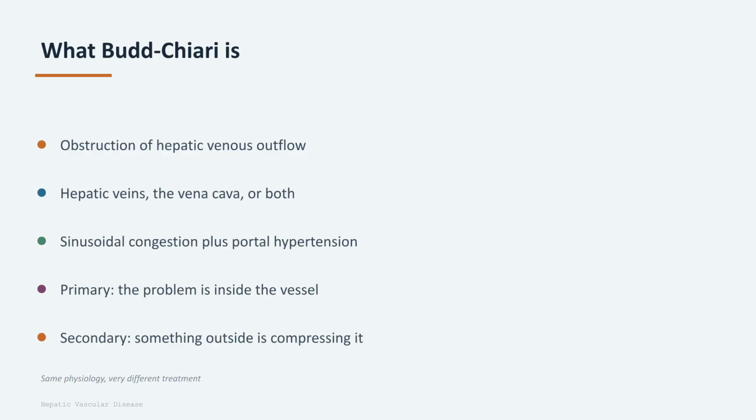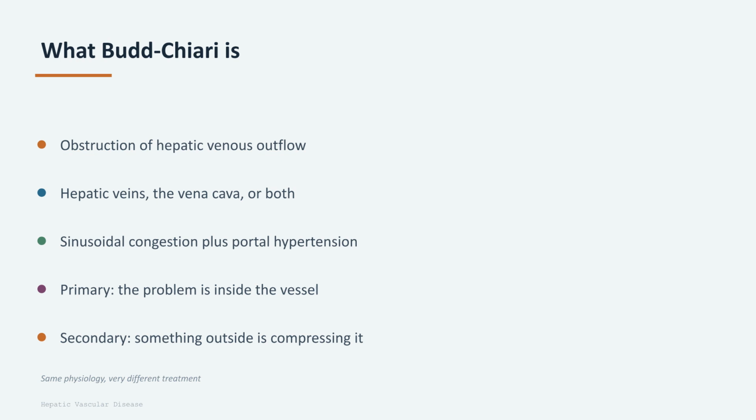Let us define it precisely. Budd-Chiari syndrome is obstruction of hepatic venous outflow. The block can sit in the hepatic veins, in the inferior vena cava, or in both. The consequence is two things at once: sinusoidal congestion and portal hypertension.